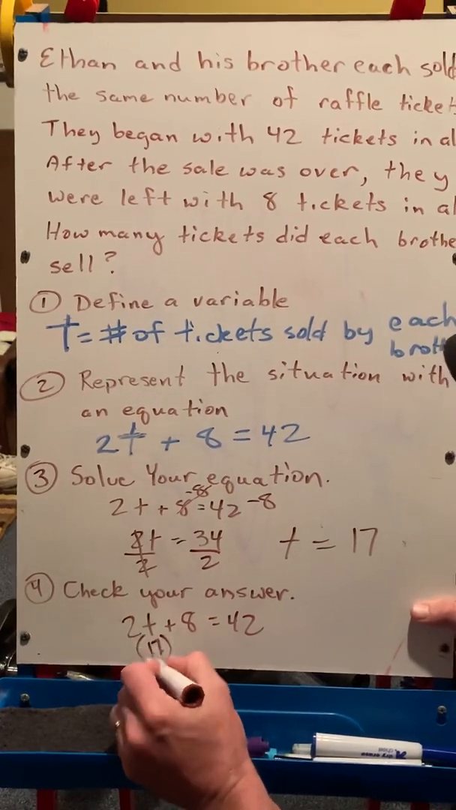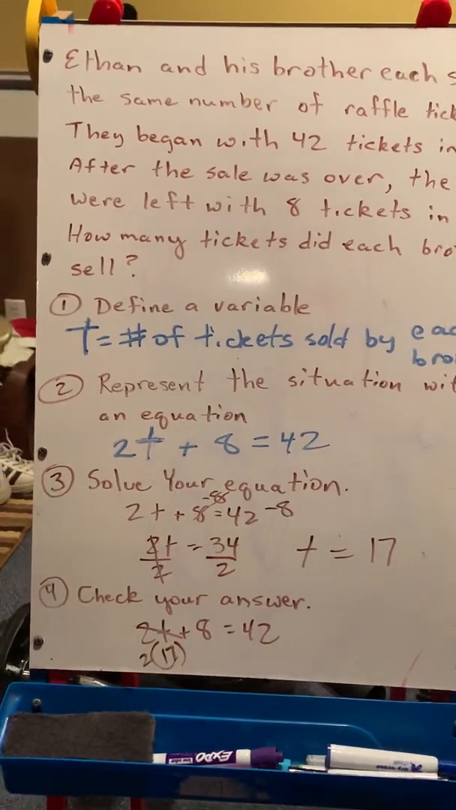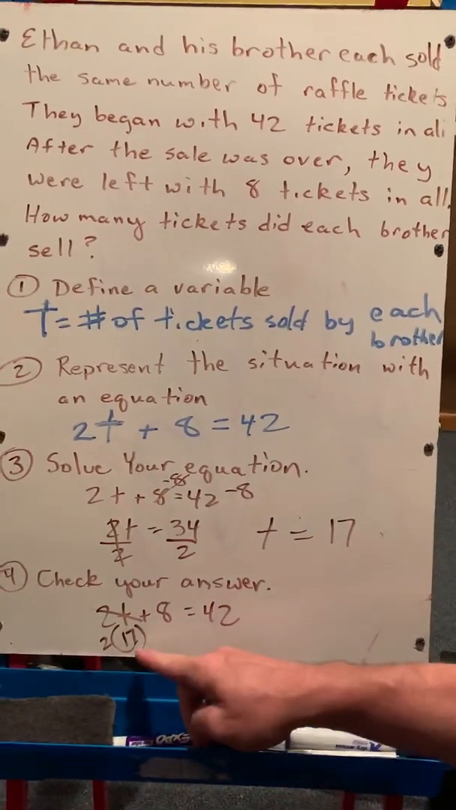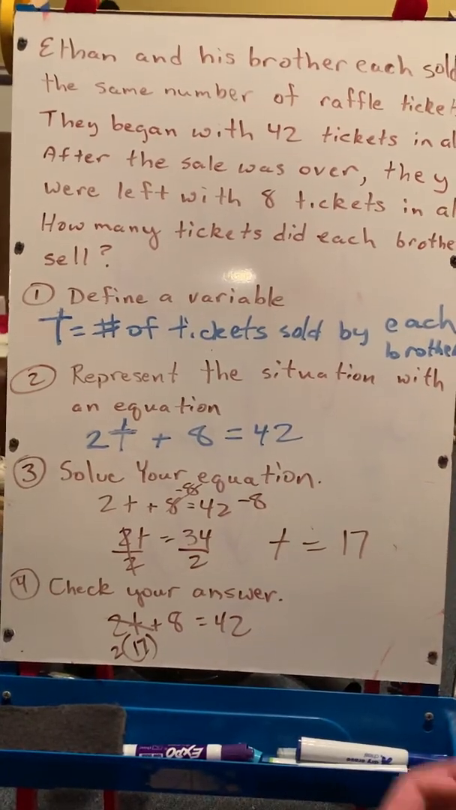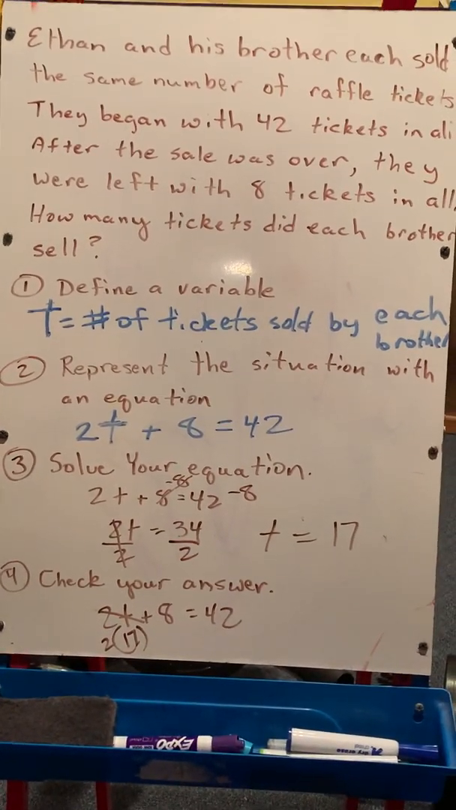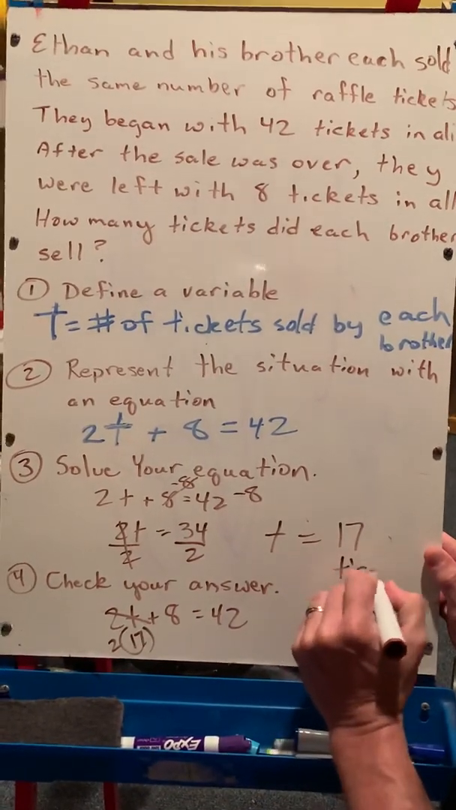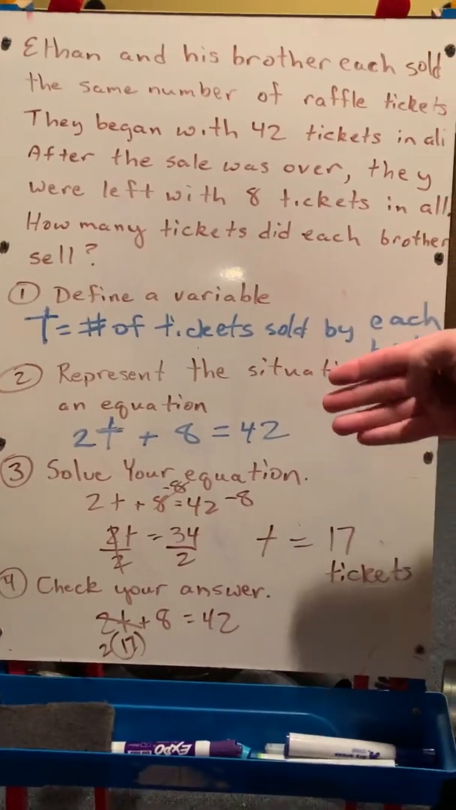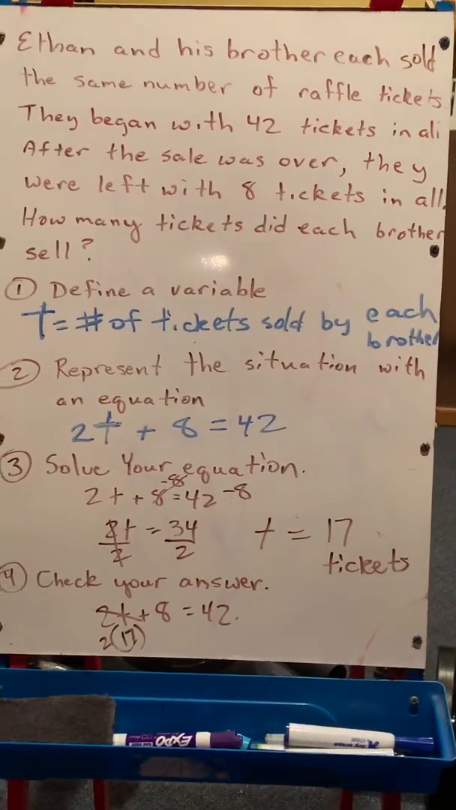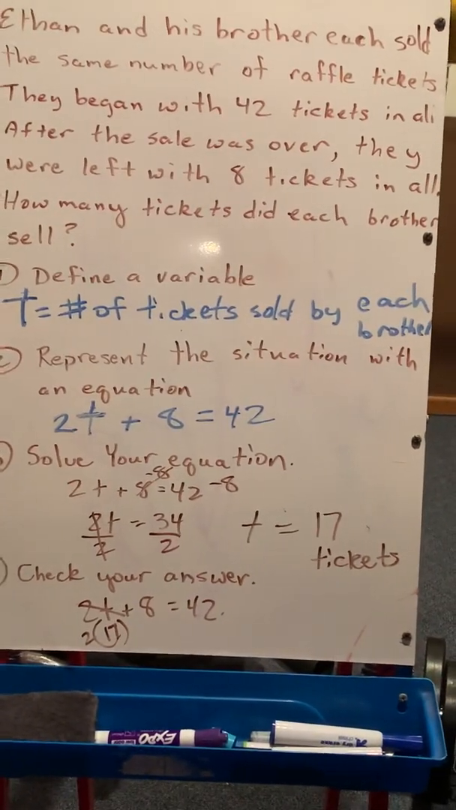I'm going to put it in parentheses here. Put the 2 out here, so that becomes 2 times 17, which we know is 34. So 34 plus 8 is 42, and then I've proven my answer is correct. Okay, so we know each boy sold 17 of those raffle tickets. And assuming that we wrote our equation correctly, which we did, when we substituted in, if it works, we know we're correct.